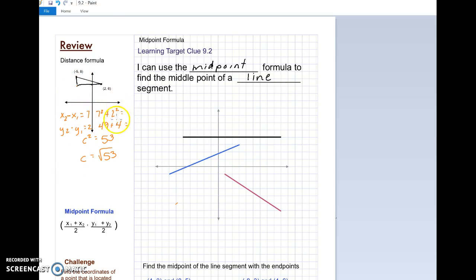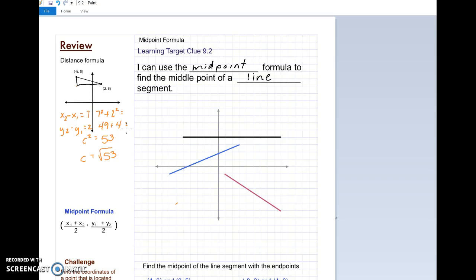I squared both of them, added them, and got 53. Using the Pythagorean theorem, I take the square root of 53, and the square root of 53 is just going to be the square root of 53 because 53 is a prime number. I'm not going to do anything other than put the radical over it. All right? Now, let's talk a little bit about the midpoint formula.